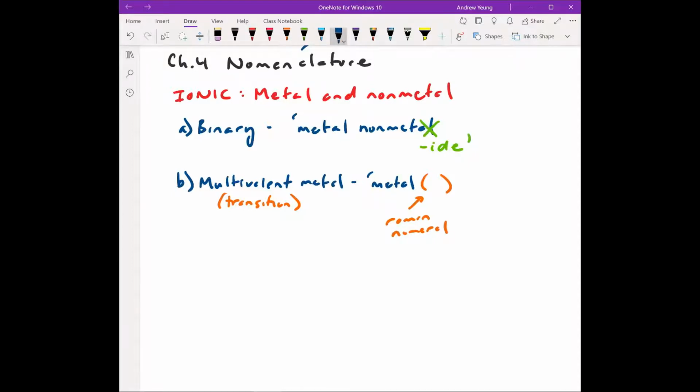The non-metal does come towards the end, and just like previously, we would change the ending to an IDE ending. Chemists are lazy, so although even for binary compounds I could also show you the Roman numeral, I really only want to indicate that Roman numeral for the charge in case the metal has multiple charges.